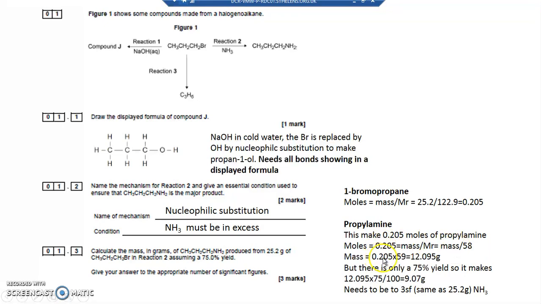The mass therefore is 0.205 multiplied by 58, that should say 58, is 12.095 grams. So I should make 12.095 grams of this. I'm only making a 75% yield, 3/4, so I'll multiply it by 75 divided by 100%, I make 9.07 grams. If I look in my question, 25.2 is to 3 significant figures, so I need to make sure that's to 3 significant figures. 9.07 is to 3 significant figures.